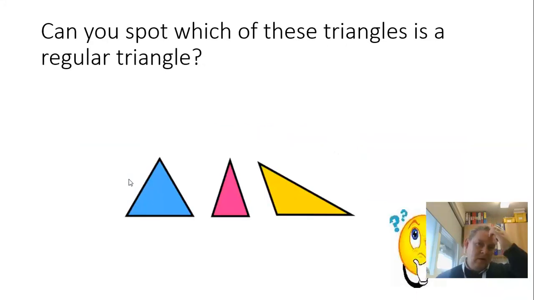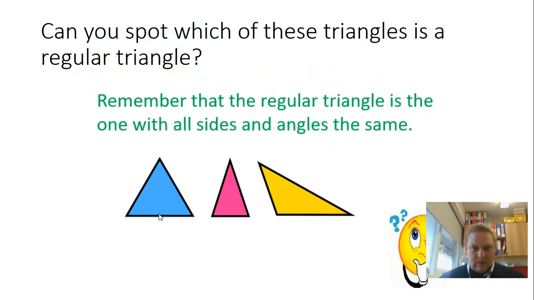All right, can you spot which of these triangles is a regular triangle? Have a look at your 3 triangles there and see which one you think is the regular shape. Remember that we're looking for the shape that has the same sized angles and the same length sides. Okay, so which do you think?